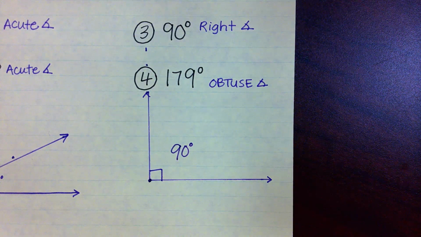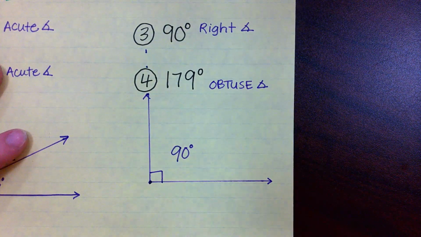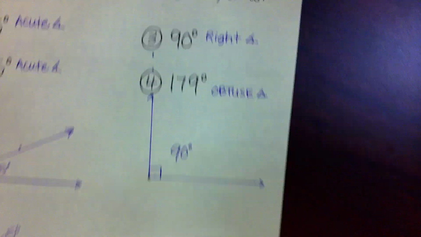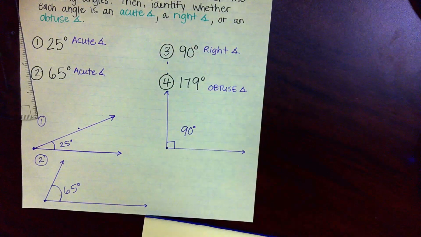Now I am going to get a different sheet of paper to show you the other one because I don't have enough room. Let me grab one real quick. Okay, so 179 degrees. Did anybody come up with a really weird looking angle for this? I hear yes, I hear no. Let's see if yours looks like mine. Let's try it.